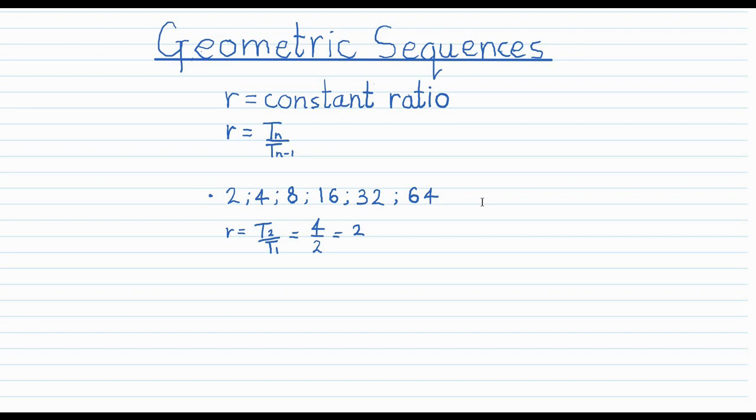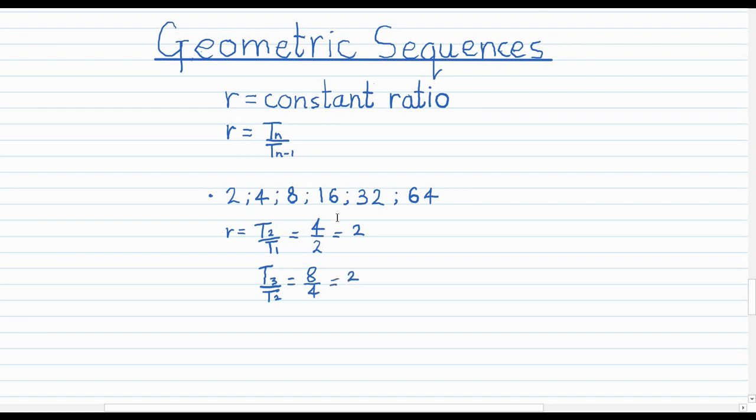This value is called the constant ratio, meaning the value has to be the same for every pair of terms. Therefore, let's try again with the second and third terms, meaning n would equal 3, so Tn over Tn minus 1 is T3 over T2. And when we sub in the values, we get the ratio as 2 again.